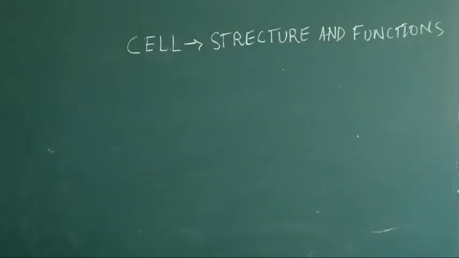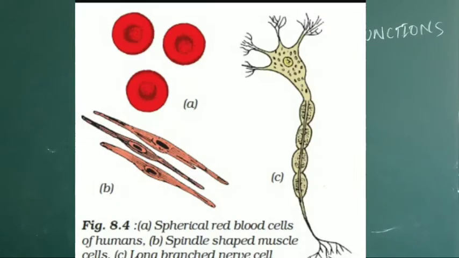What shape would you expect in an organism with millions of cells? See figures A, B, C. You can see in the diagram different cells such as blood cell, muscle cell and nerve cell of a human being. The different cells are related to their specific function.